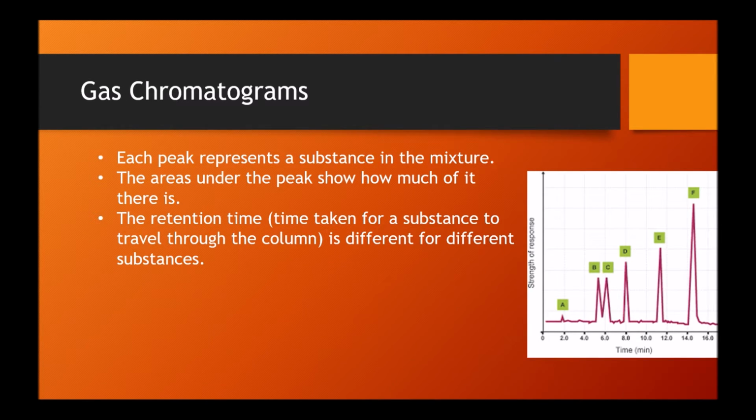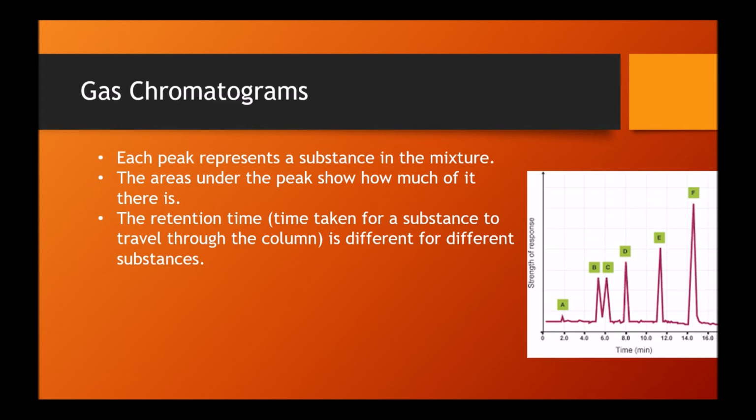So you have gas chromatograms, where each peak represents a substance in the mixture. And the area under the peak shows how much of it there is. So for example, in this mixture, there's the most of F, then E, then D, and then B and C, it looks like they're the same, and then there's a tiny amount of A.